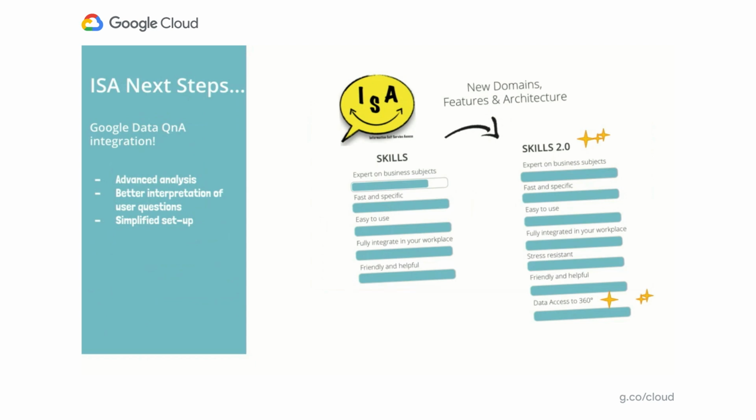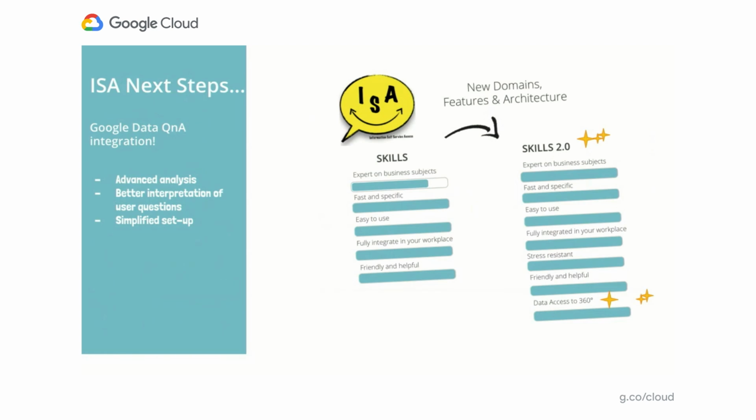And after ISA, what's next? We never stopped our collaboration with the Google team. A new solution, QnA, looks like a good way to upgrade our ISA solution. These new and innovative functionalities will open up a 360-degree view of data assets to our business.